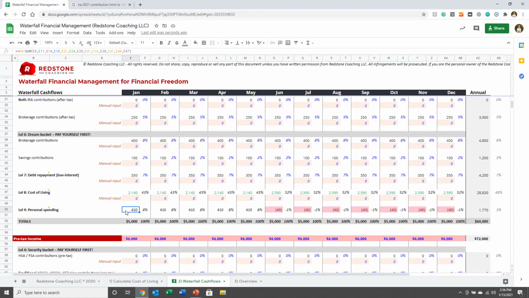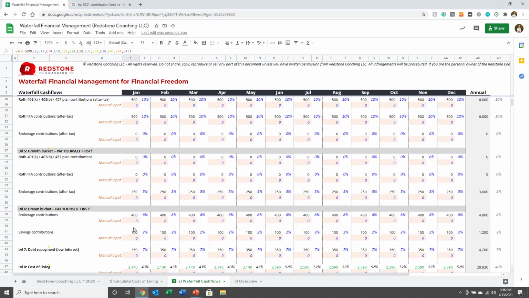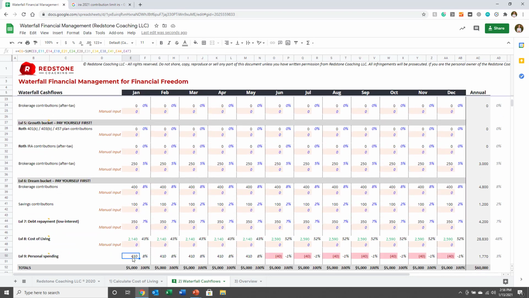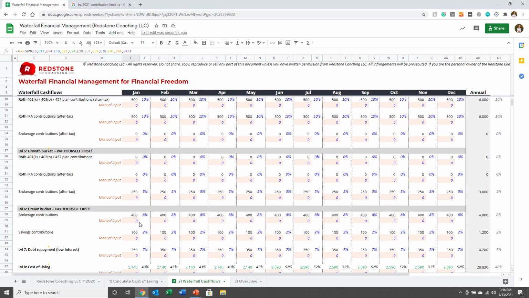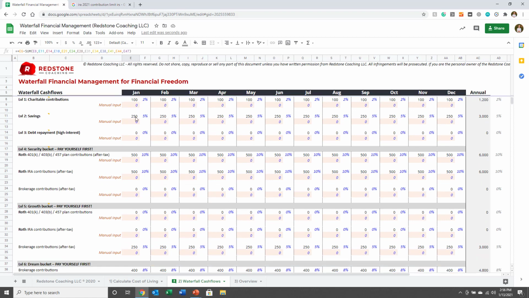So that's money left over after all the other pieces of your waterfall that you can decide, all right, I want to go out with friends, I want to go to a restaurant, I want to buy something nice. That's money left over just for pure personal spending. And then you'll never feel guilty spending this money because you know you've done everything else you need to do.